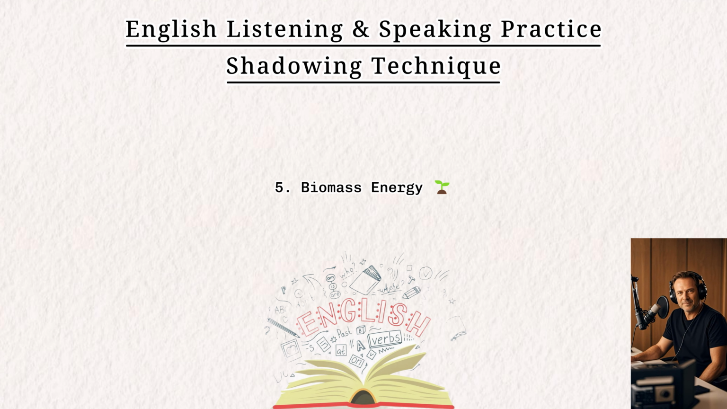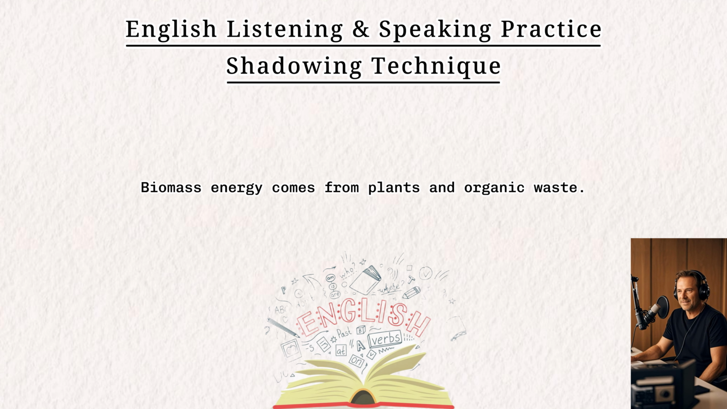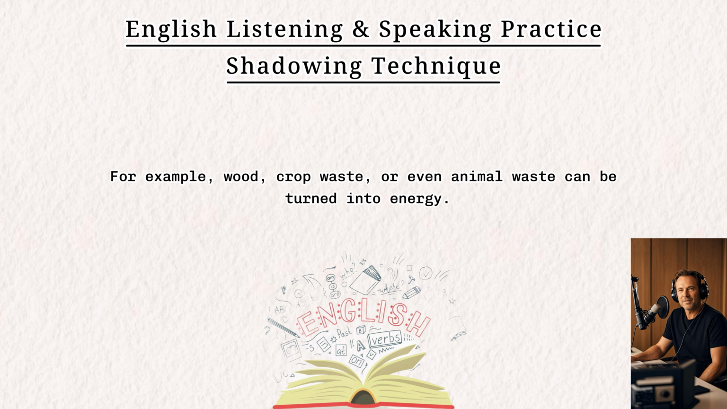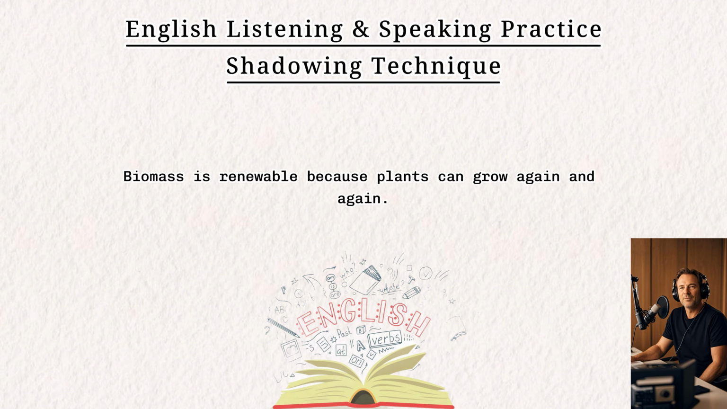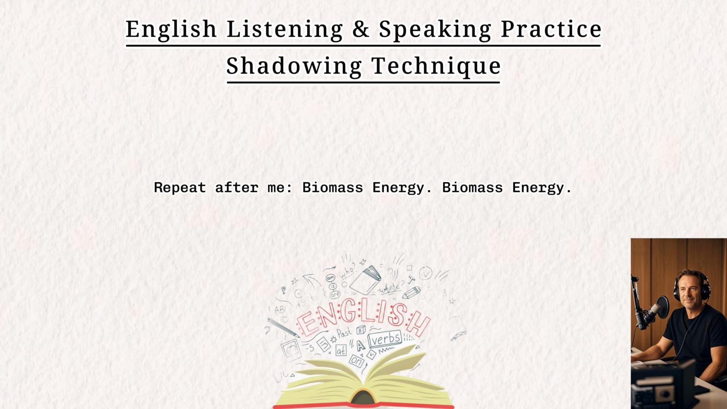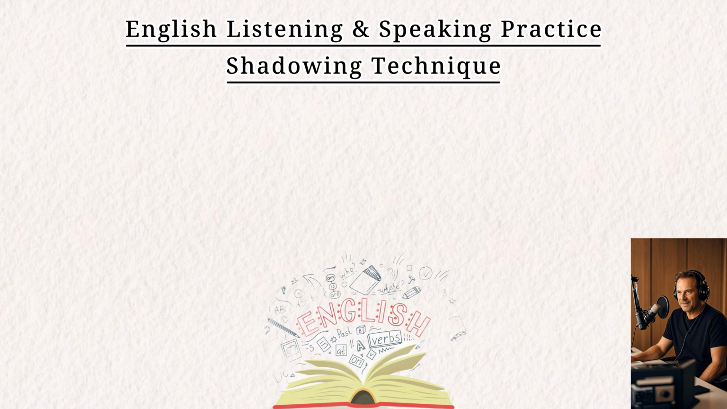5. Biomass energy. Biomass energy comes from plants and organic waste. For example, wood, crop waste, or even animal waste can be turned into energy. Biomass is renewable because plants can grow again and again. But we must be careful not to cut too many trees or harm nature. Repeat after me. Biomass energy. Part 4. Benefits of green energy.